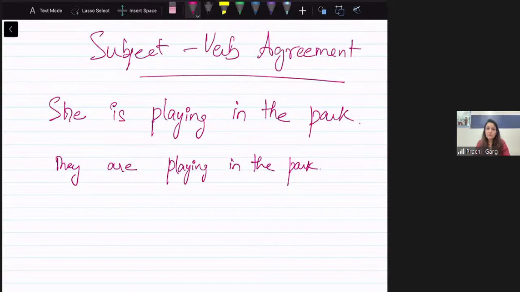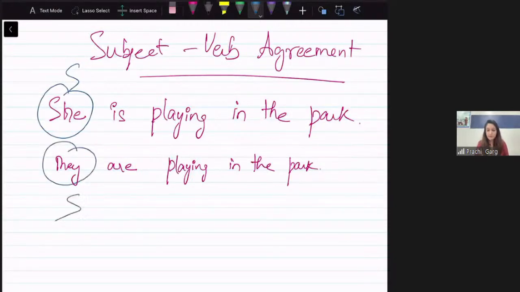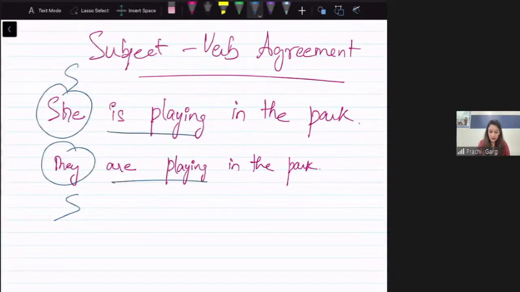Now, let's first identify the subjects in both the statements. In the first sentence, the subject is she. In the next sentence, the subject is they. Now, let's talk about the verbs here first. The verbs are is playing and are playing. I would call them verb phrases. Remember, we discussed the verb phrase also in the last class. Playing is, of course, the same.